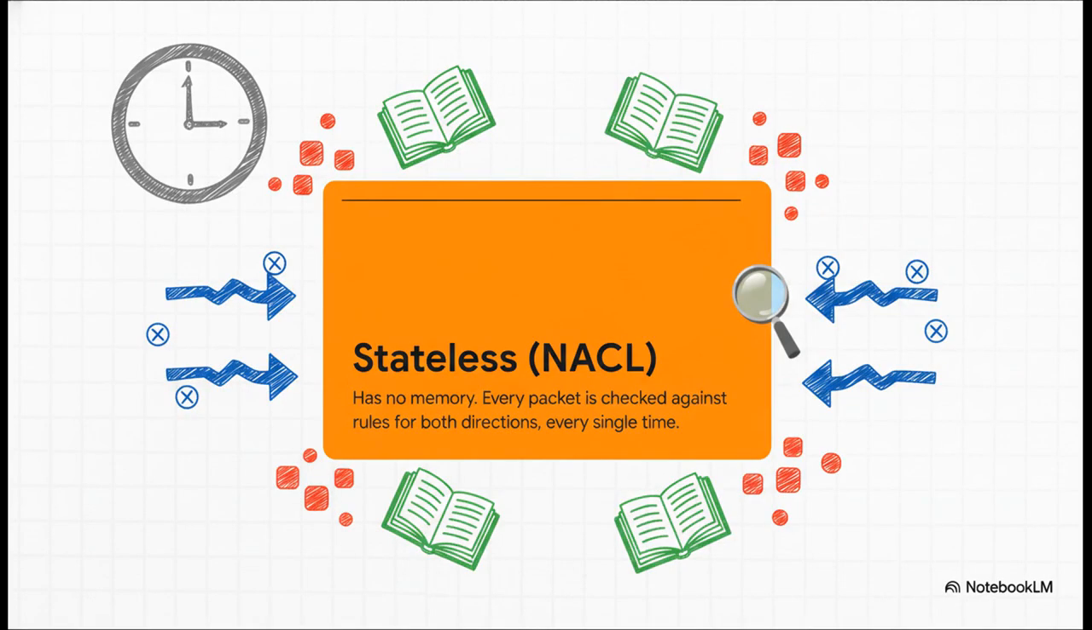Now, our gatekeeper, the NACL, is the exact opposite. It's stateless. It has zero memory. I mean, none. Every single piece of data, every packet, whether it's going in or out, is treated like a brand new stranger. It has no memory that the packet coming in is actually a response to something that just left a millisecond ago. So it has to check its rulebook for both directions every single time.